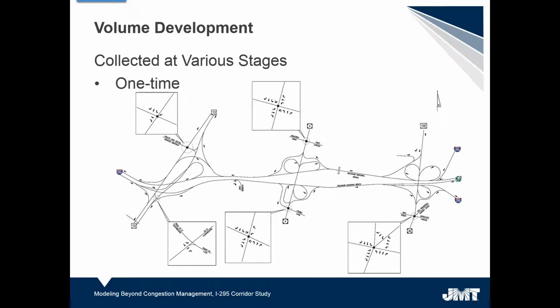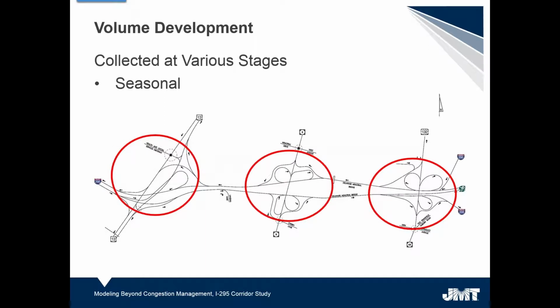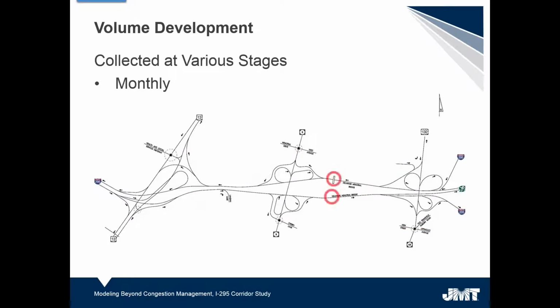So in order to create all these models, we had to collect various volumes at various locations throughout the study corridor. And they were done at various stages throughout the project. So we did one-time volume collection at the 4 signalized intersections. Then seasonally, we collected volumes at all of the on and off ramps at the 3 interchanges within the study area. And then monthly, we collected volume data along the southbound side at the toll plaza and also along the northbound side just adjacent to the toll plaza.